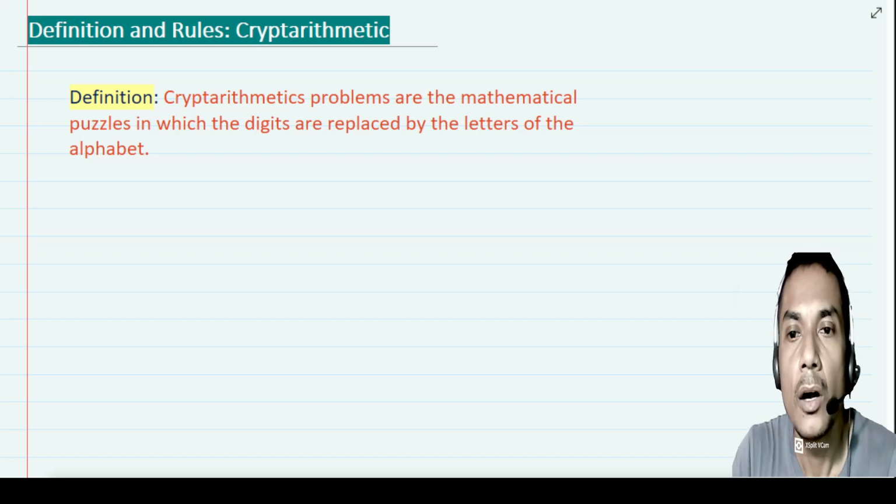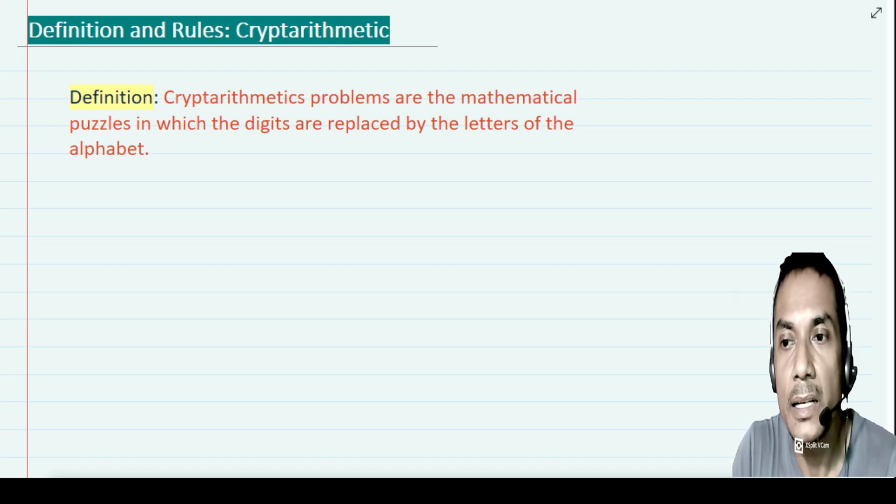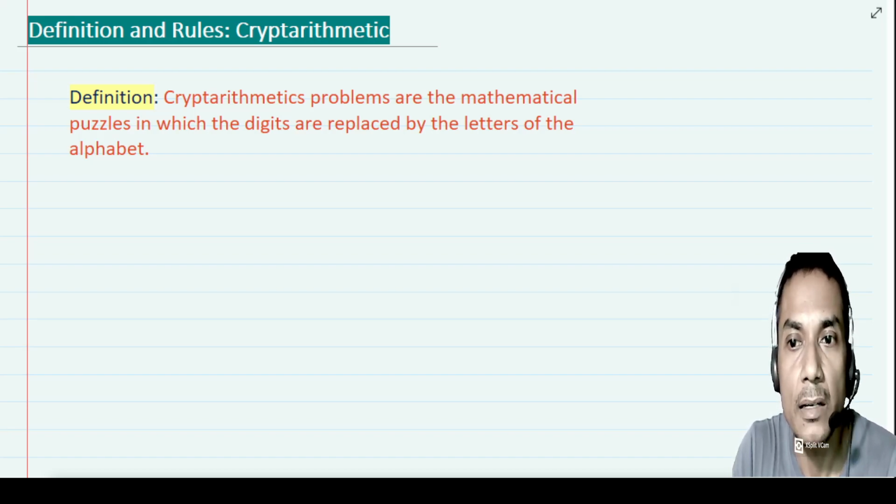First we learn the definition of cryptarithmetic. Cryptarithmetic is a mathematical puzzle in which letters are replaced with numbers. Okay, so I give you one example.